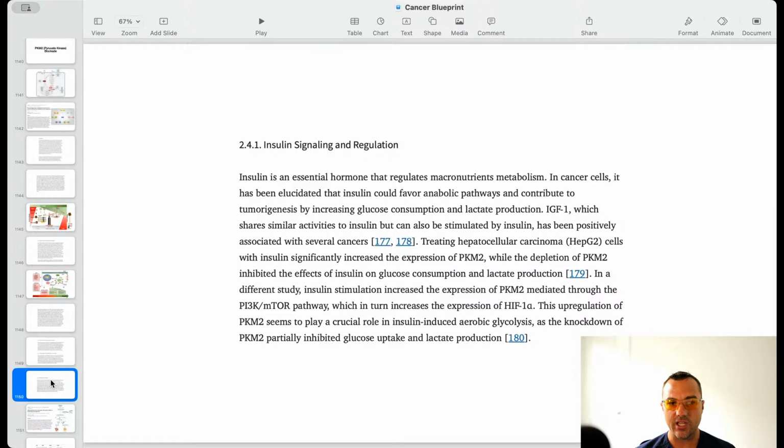In a different study, insulin stimulation increased the expression of PKM2 mediated through the PI3K mTOR pathways, which in turn increases the expression of HIF1 alpha. The upregulation of PKM2 seems to play a critical role in the insulin-induced aerobic glycolysis, and the knockout of PKM2 partially inhibited glucose uptake and lactate production. Why do I chuckle? Because it's all connected. It's all connected.